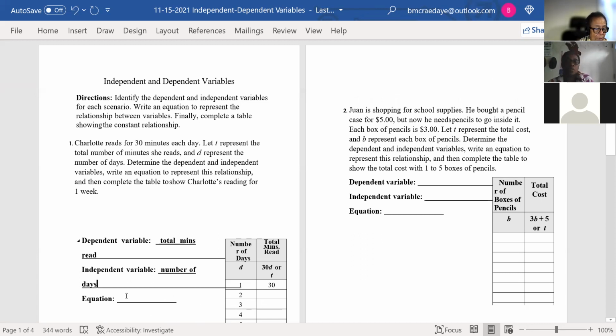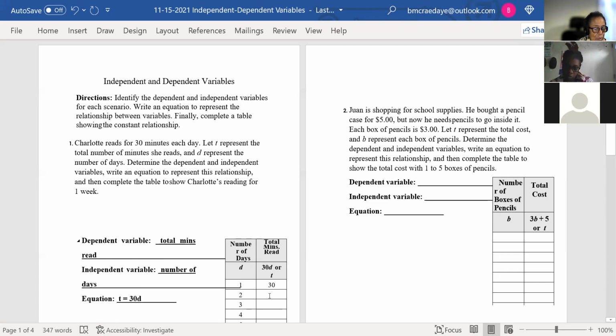T equals, that's total minutes read. And what is that equal to? 30 minutes a day. So it's 30 times the number of days because she spends 30 minutes each day, right? So the equation would be T, total minutes read, equals 30 minutes per day times the number of days. So for day 1, 30 times 1 is 30.